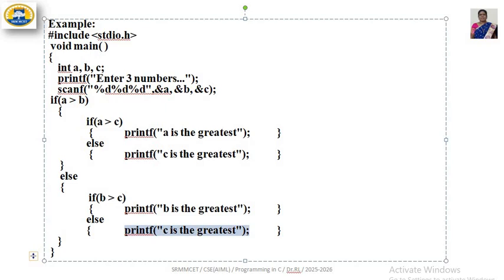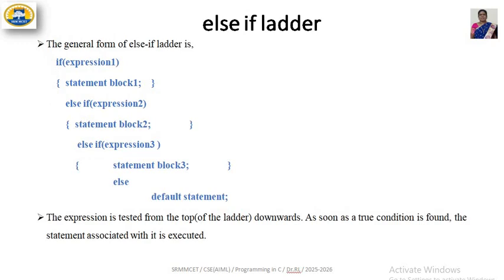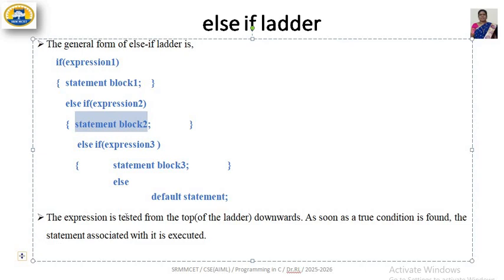Another format of the if statement is the else if ladder. It is a ladder format. The general form of the else if ladder is: if expression 1, statement block 1; else if expression 2 is true, statement block 2; else if expression 3 is true, statement block 3 is executed. If all are false, the default statement is executed. That is, the expressions are tested from the top onwards. As soon as a true condition is found, the statement associated with it is executed.